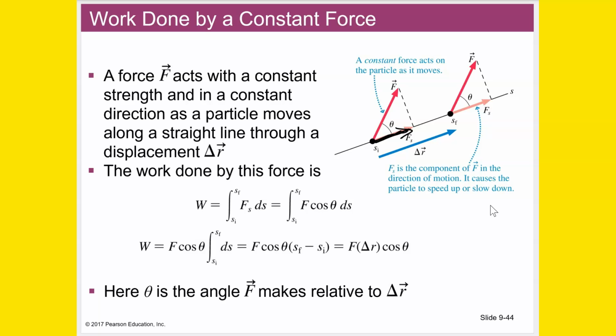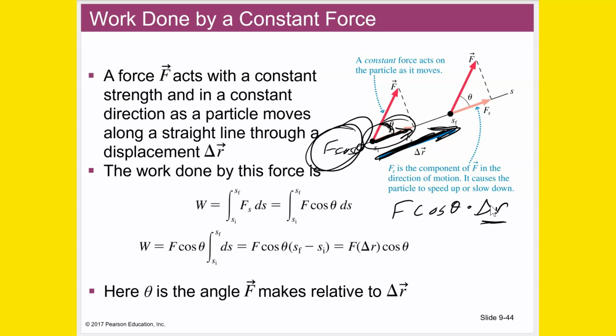So just take the component of that force, and you could do that by just doing some trig. It would be F cosine theta. That's the only part of that force that is actually making that object move in the direction of displacement. So that's the only component of that force that's doing any work on that object. So it would be F cosine theta times delta R, or delta S, or whatever that position variable is.